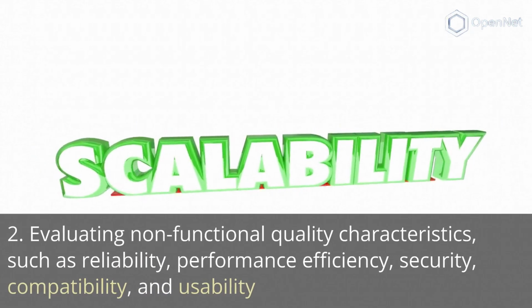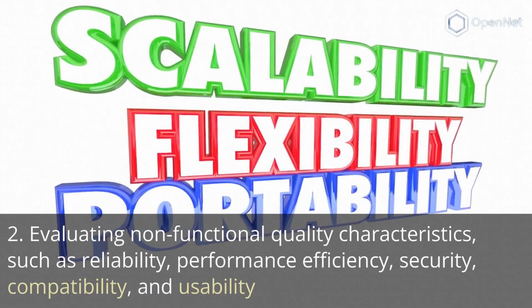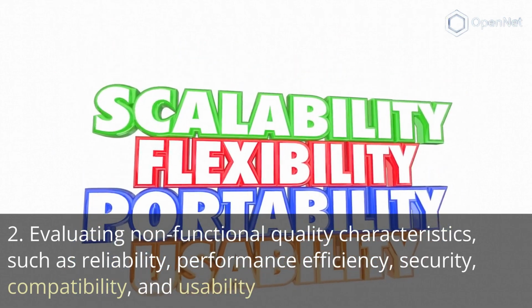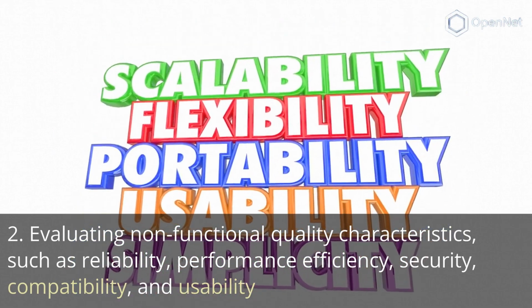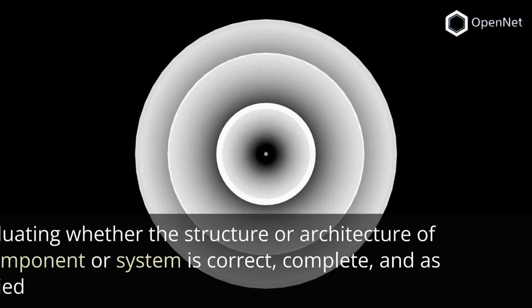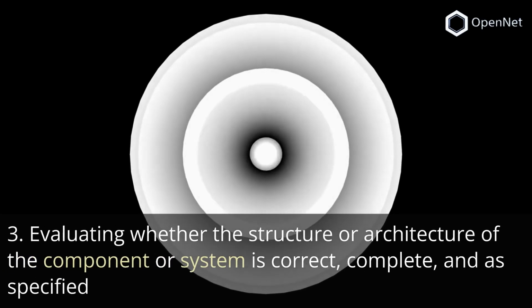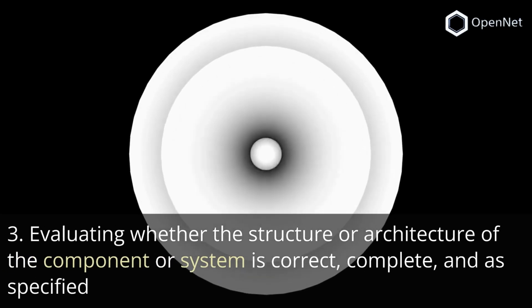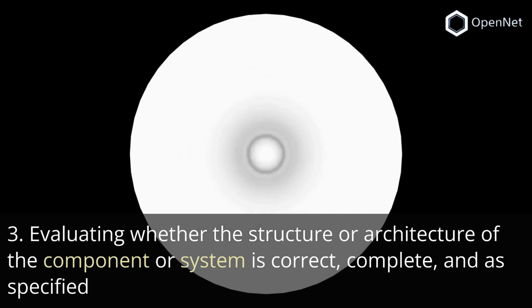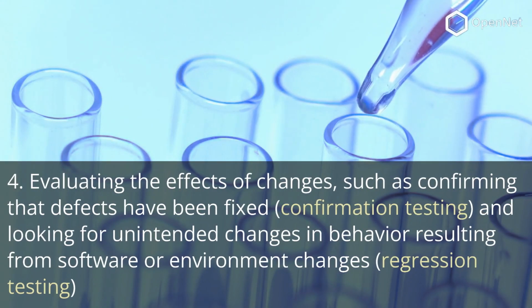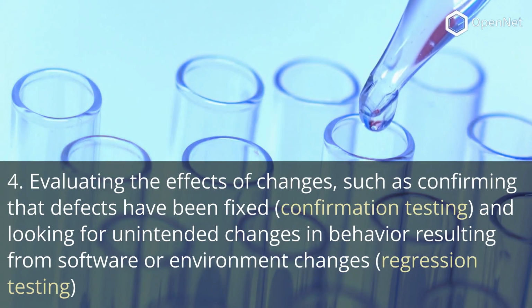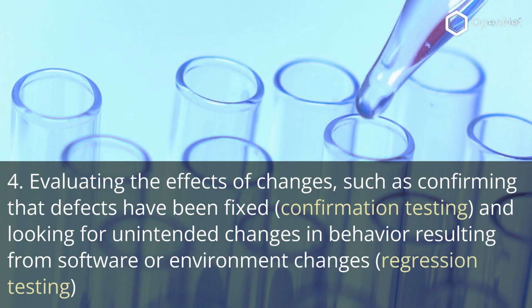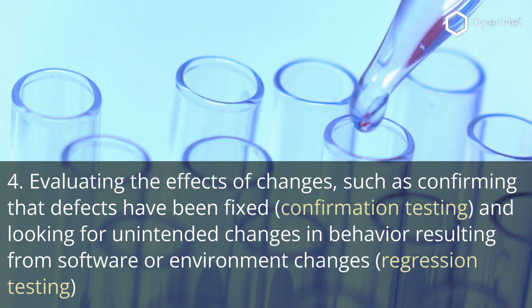2. Evaluating non-functional quality characteristics, such as reliability, performance efficiency, security, compatibility, and usability. 3. Evaluating whether the structure or architecture of the component or system is correct, complete, and as specified. 4. Evaluating the effects of changes, such as confirming that defects have been fixed (confirmation testing), and looking for unintended changes in behavior resulting from software or environment changes (regression testing).